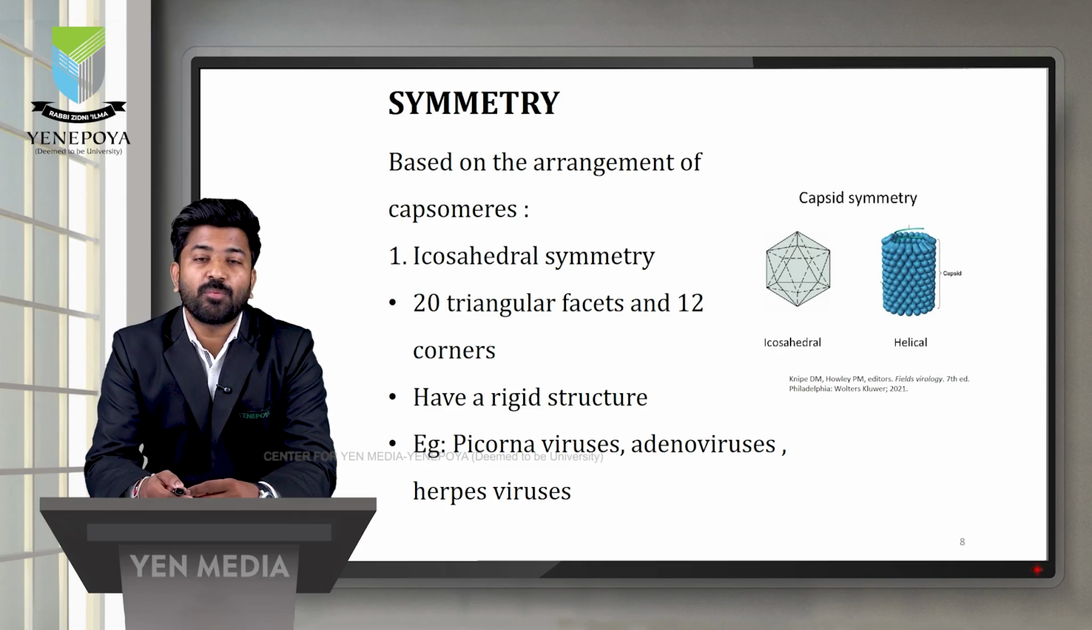If you look at the symmetry of the nucleocapsid, the capsomeres are arranged in such a way that they form different symmetries. The first one we talk about is the icosahedral symmetry, which has 20 triangular facets and 12 corners. Each of these triangular facets will have capsomeres embedded in them. This rigid structure helps in protecting the nucleic acid within them. Example, picornavirus, adenovirus and herpes viruses.